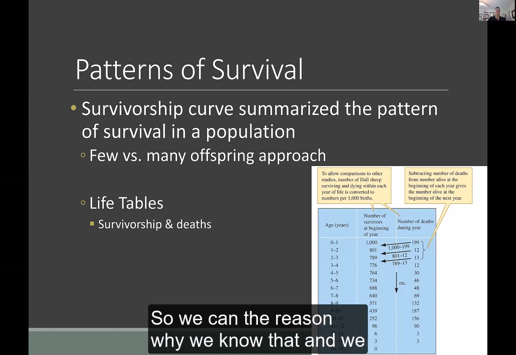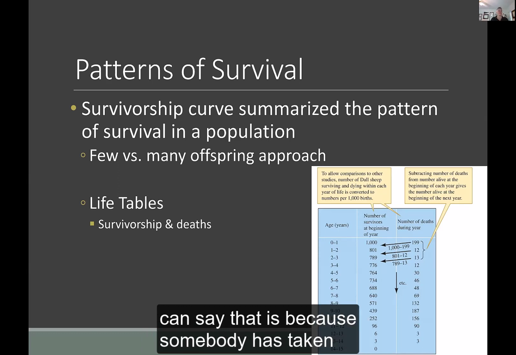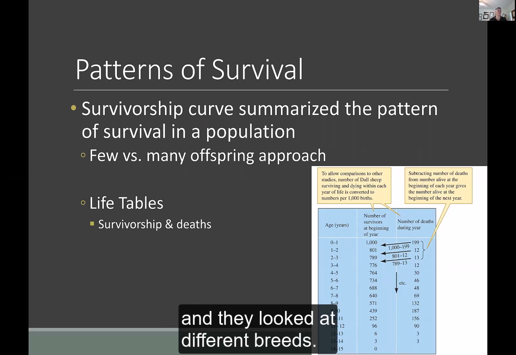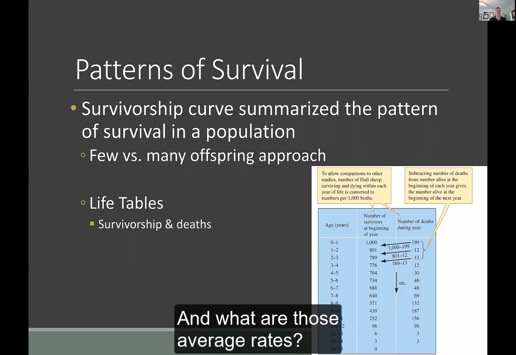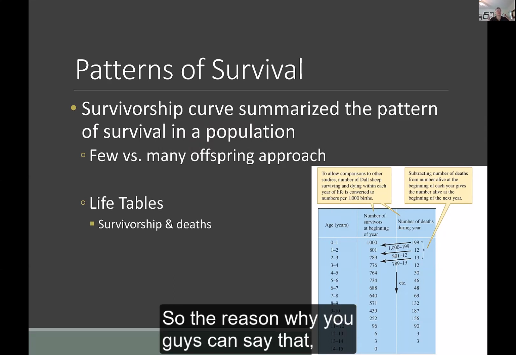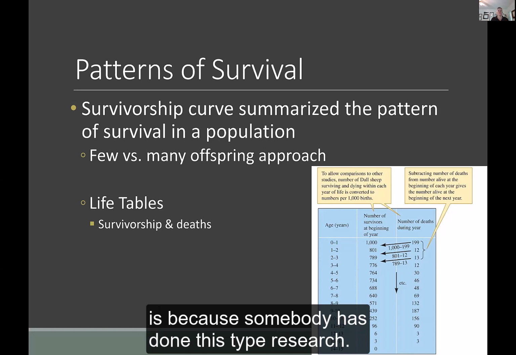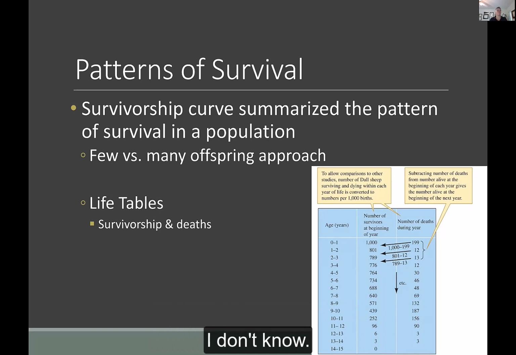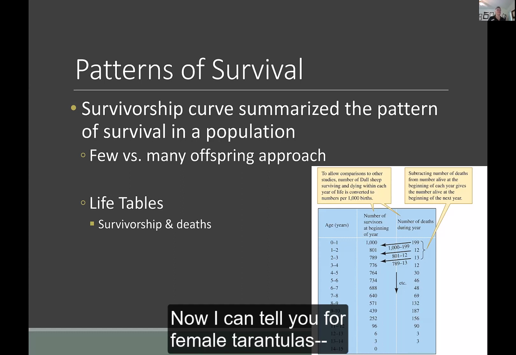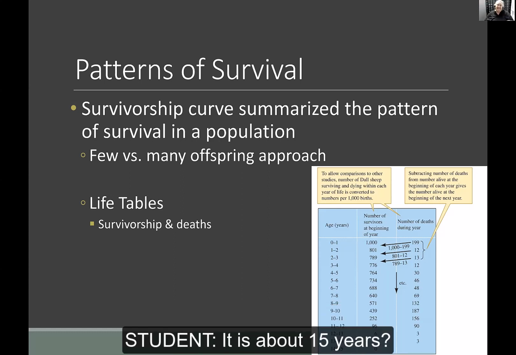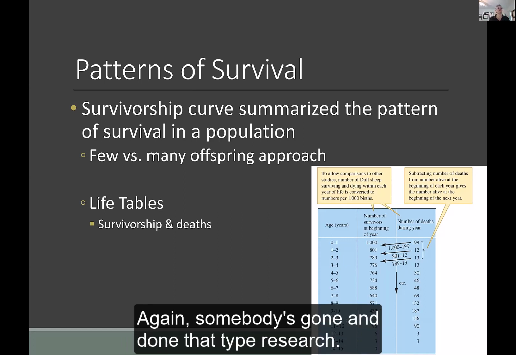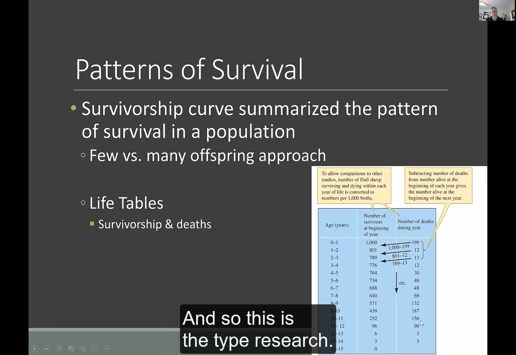The reason why we know that and can say that is because somebody has taken the data over long periods of time. They looked at different breeds and what those average rates are. So the reason you guys can say that is because somebody has done this type of research. Now, what is the average age for skunks? I don't know, me neither. Now, I can tell you for female tarantulas, it's 30 years. Again, somebody's gone and done that type of research, and this is the type of research.